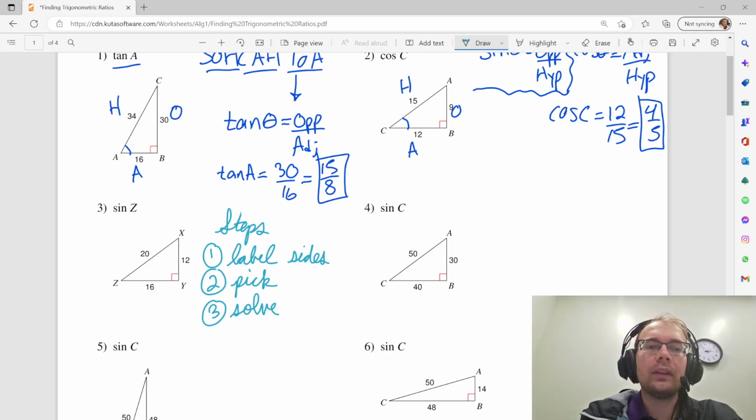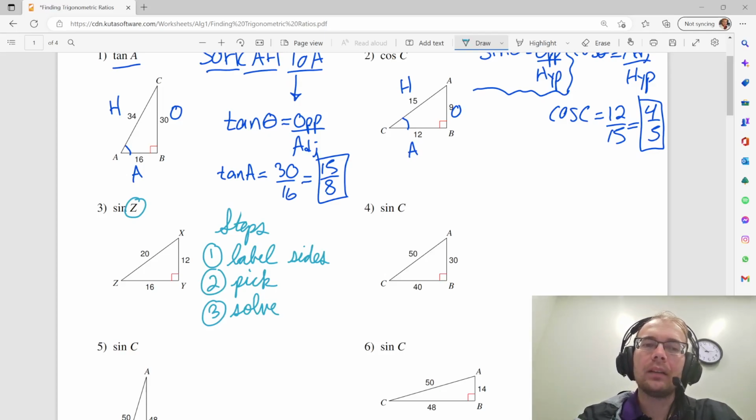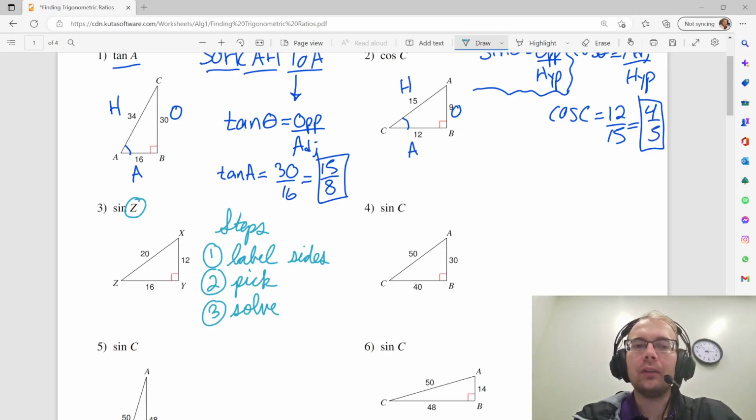So we're dealing with angle Z. A precursor step is to identify what angle we want to focus on. So I guess I can add that in as a step for number 4. But I'm going to just keep these 3 steps. I'm not going to alter them for number 3. I'll expand a little bit for number 4, but I'm trying to keep things real simple for number 3. Label, pick, solve. If you can remember that, then hopefully that'll help you to solve these if you're having trouble. Okay, so label the sides.